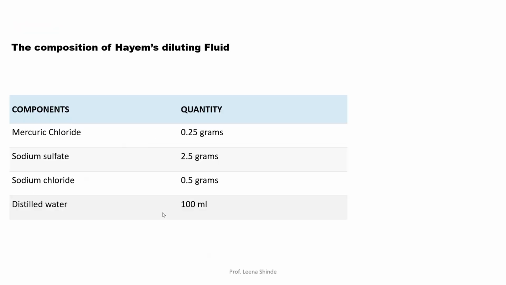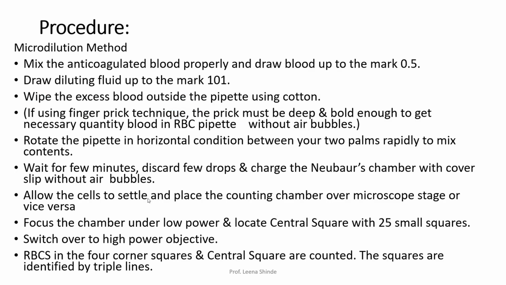Another fluid is Hayem's diluting fluid. It consists of mercuric chloride 0.25 gram, sodium sulfate 2.5 gram, sodium chloride 0.5 gram and distilled water 100 ml. So Hayem's diluting fluid and sodium citrate diluting fluid are used nowadays as RBC diluting fluid. Then we see the procedure of the microdilution method.